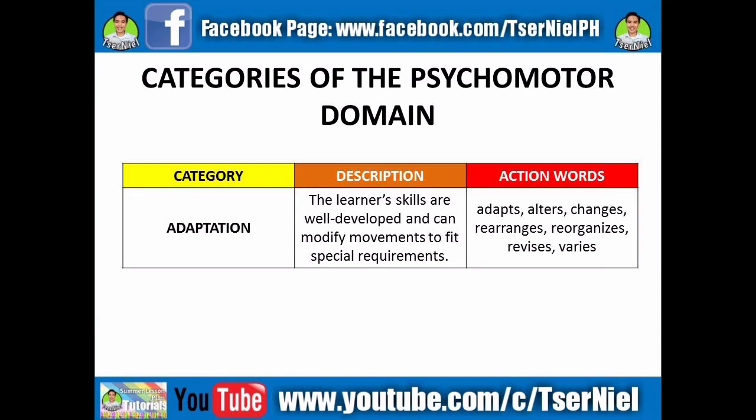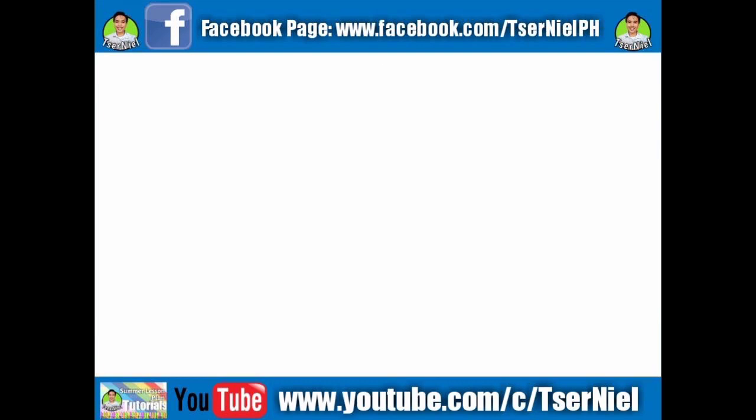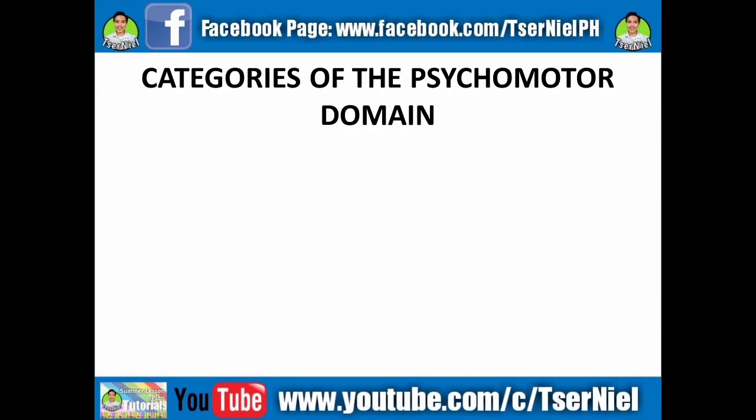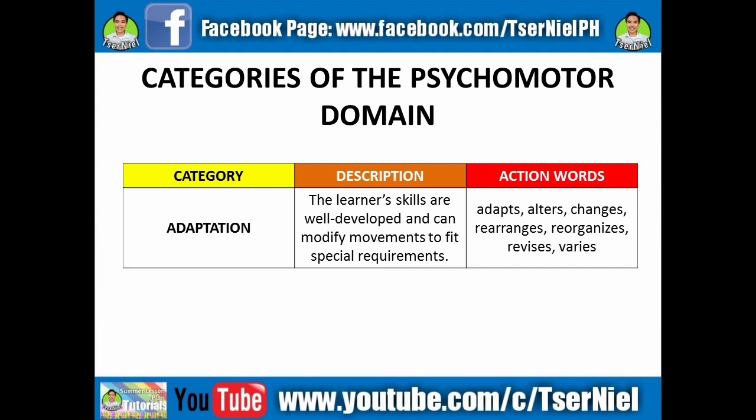At dito, the learner's skills are well developed and can modify movements to fit special requirements. Ibig sabihin, kayang baguhin ng isang learner ang steps sa process na naituro sa kanya para ma-master ang isang competency kahit maging iba-iba ang mga activities. For example, kung ang learner ay nakasagot ng maayos sa isang activity na nagre-require ng ibang process sa naituro sa kanila, ibig sabihin, nakapag-adapt siya doon sa panibagong activity. Kumbaga, nagamit pa rin niya yung process na naituro sa kanila, pero binago niya yon to suit the new activity for that competency. And the keywords to be used for this category are as follows.